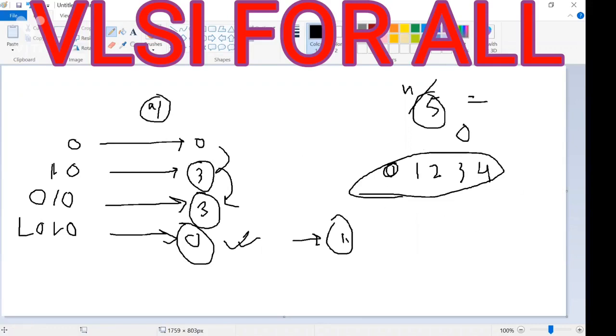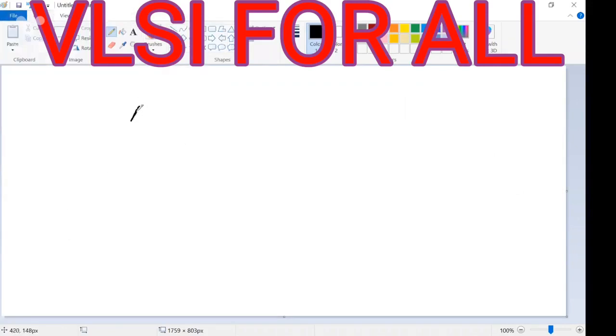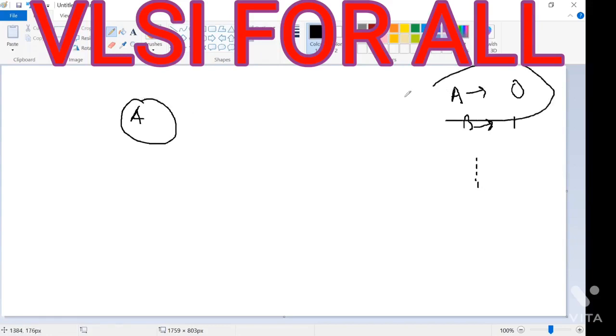So let us consider 5 states. Let's take the first state as A. So here A means remainder 0, B means remainder 1, and so on. So if the remainder is 0, our number is divisible by 5, and then we want the output as 1. So we will write A by 1 here. This is the convention that we follow. We write the state and then slash the output.